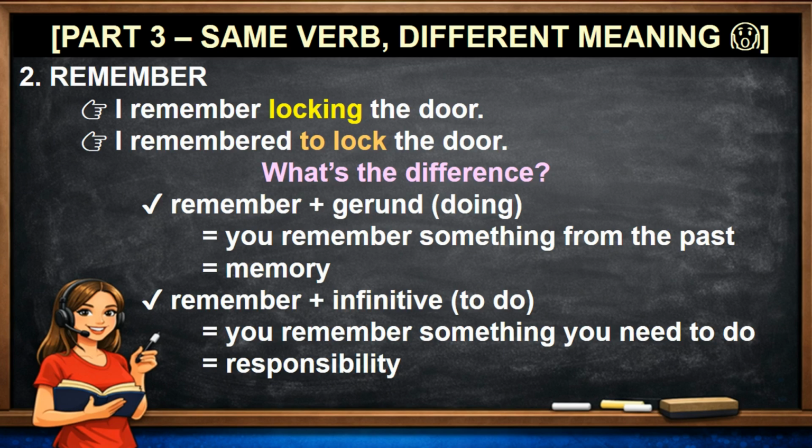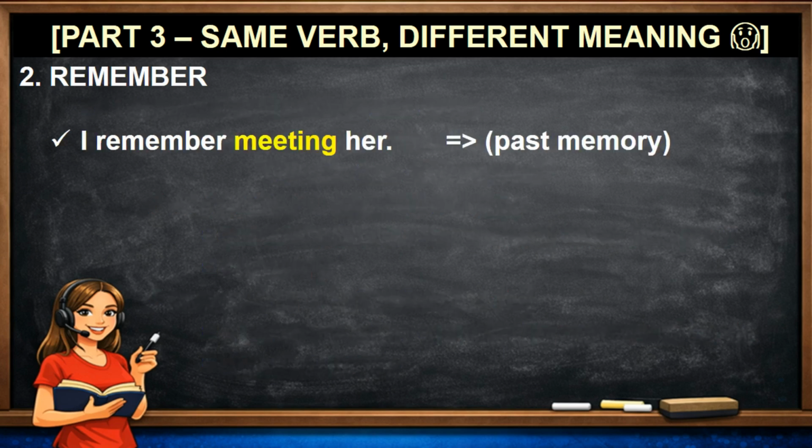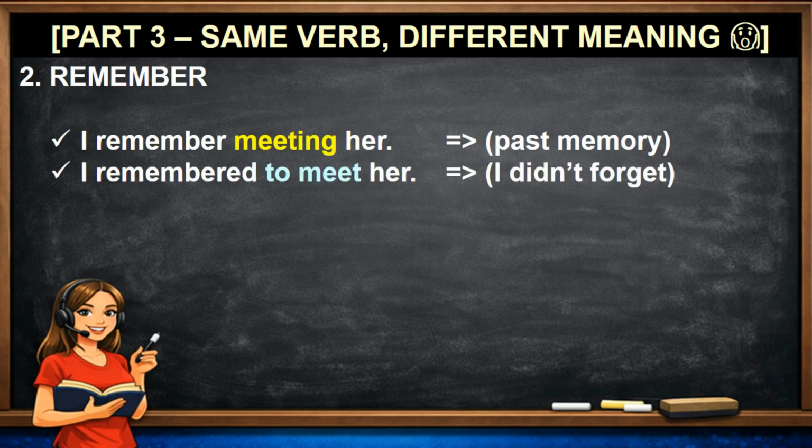Let's have one more example to make it clearer. I remember meeting her, or remember plus gerund. This is my past memory, in which I remember the moment of meeting her. While, I remembered to meet her, or remembered plus to infinitive, means I had a promise to meet her, and I didn't forget it. Easy, right?